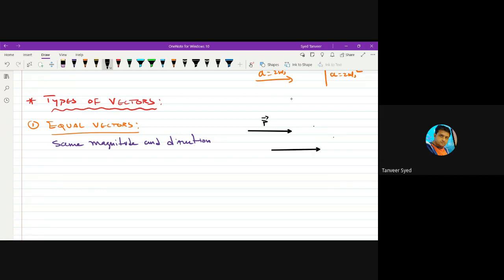This is some other vector Q. Their lengths are same and they are pointing in the same direction. Then they are equal vectors. Sir, if the Q is tilted, is it not equal, sir? If Q is a bit tilted, if the direction is different, it is not equal. If either the magnitudes are different or directions are different or both are different, they are not equal vectors.